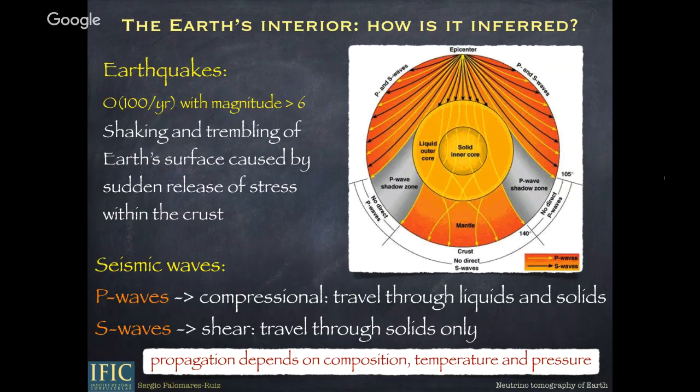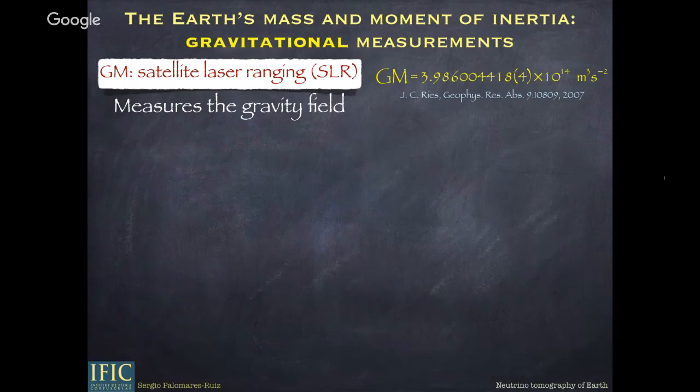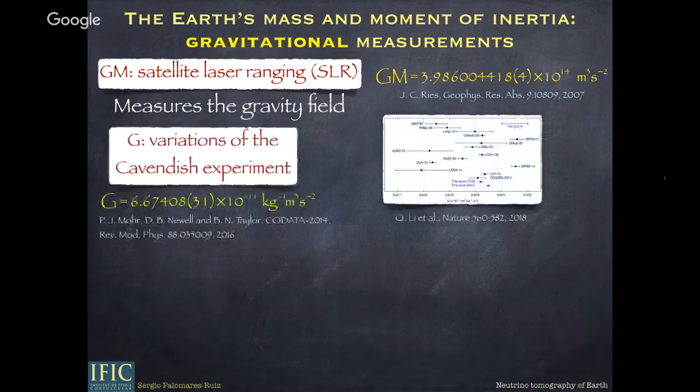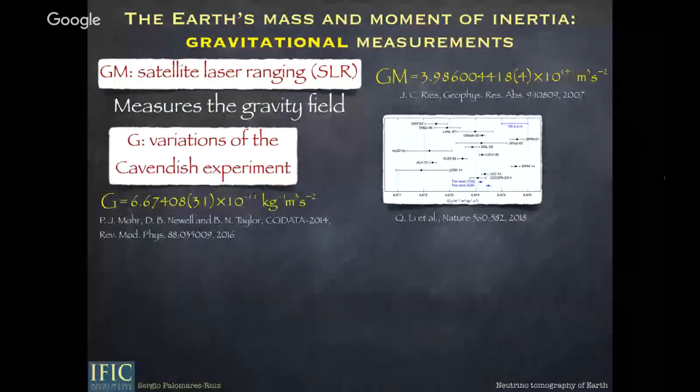But we can also have other information, for instance, from gravitational measurements. We can measure the gravity field with satellite laser ranging, which is similar to GPS, just more precise. And in that way, we can measure the product GM, where G is Newton's constant, with great precision. But in order to get the mass of the Earth, we need to know what the value of Newton's constant is. And actually, this is done in modern days with modern variations of the Cavendish experiment. And here, Newton's constant is determined to 1 part in 100,000.